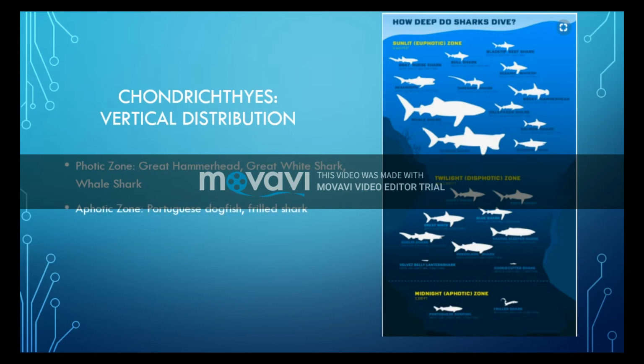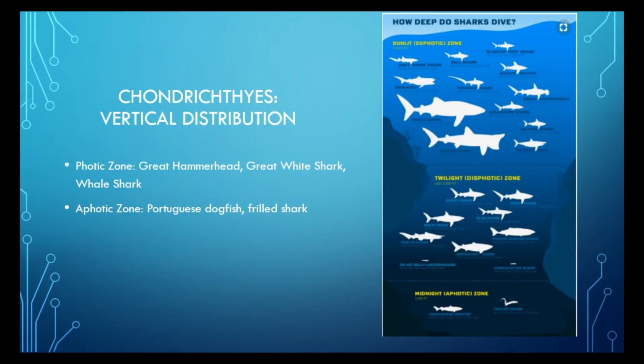While the aphotic zone has the Portuguese dogfish and frilled shark. Even though they don't have as many, they still have an abundant amount of species.